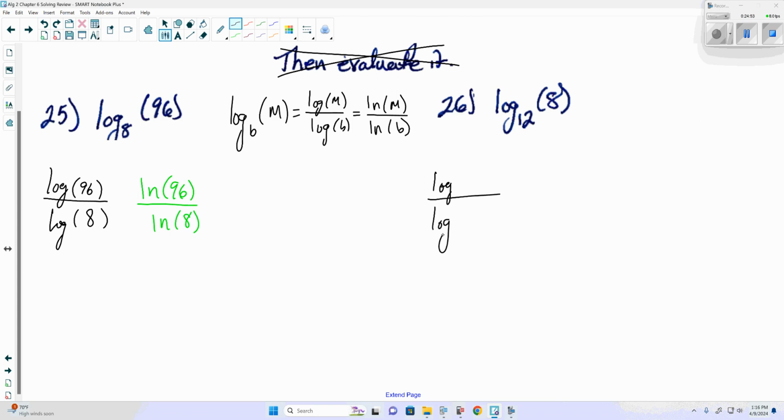Log base 12 of 8 would be rewritten as what? Log of 8 over log of 12. Natural log, it would be the natural log of 8 over the natural log of 12.